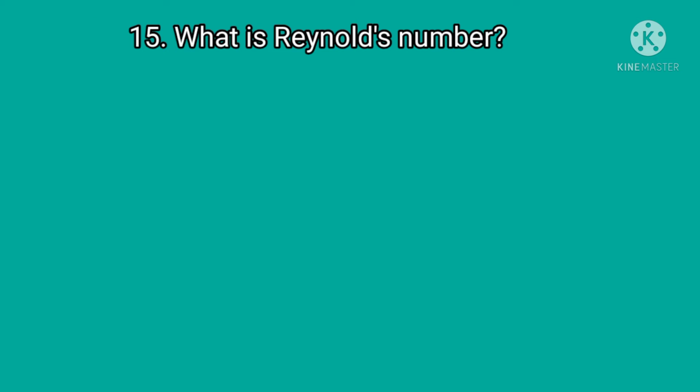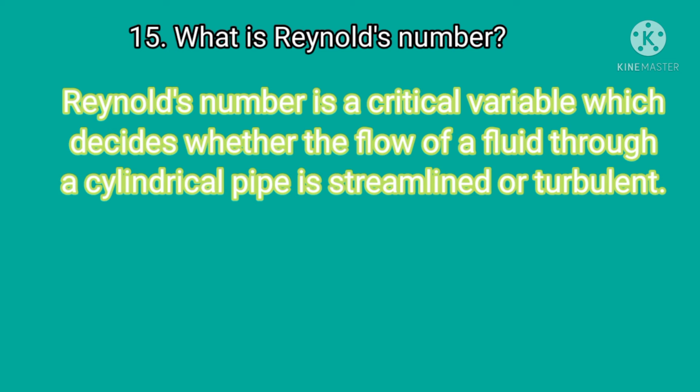Then what is Reynolds number? Reynolds number is a critical variable which decides whether the flow of a fluid through a cylindrical pipe is streamlined or turbulent.